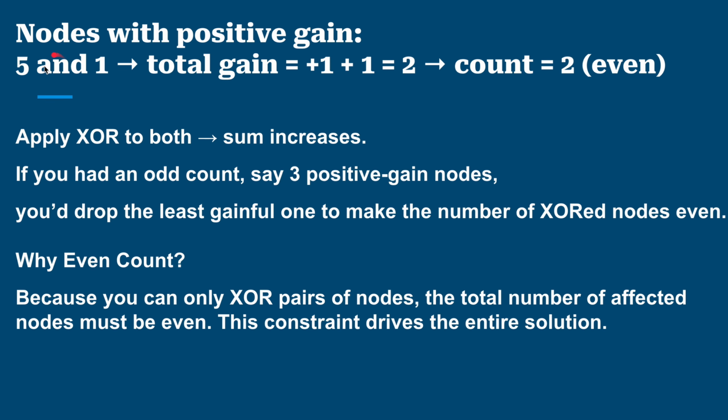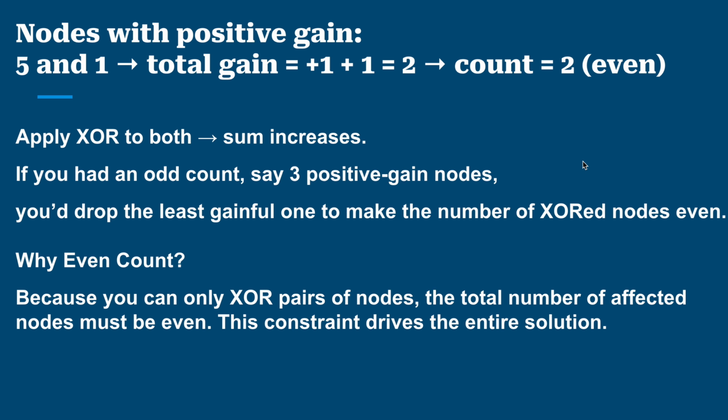Let's understand. If we have nodes with positive gains, let's suppose 5 and 1, the count is 2, which is even, so we apply the XOR to both and the sum increases. If you had an odd count, let's say 3 positive gains, you will drop the least gainful one to make the number of XOR nodes even. Why the even count? Because you can only XOR a pair of nodes, and the total number of affected nodes must be even. This constraint drives the entire solution.